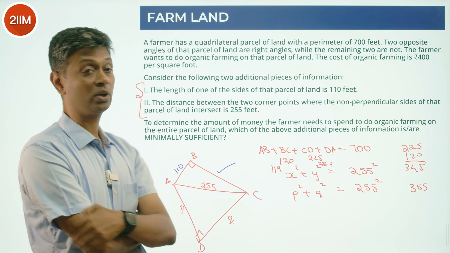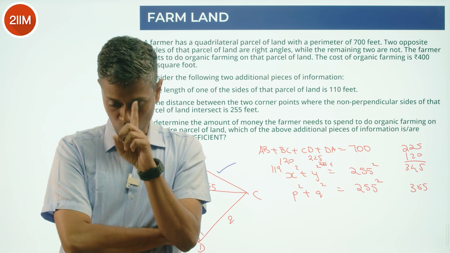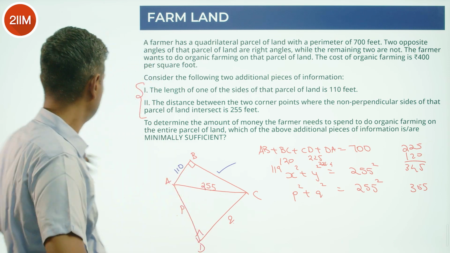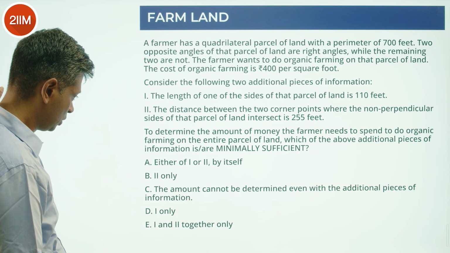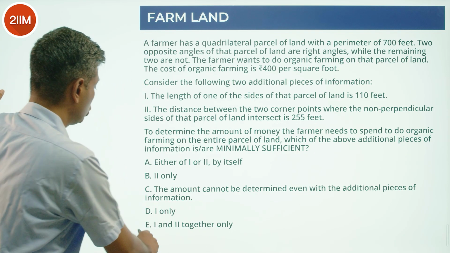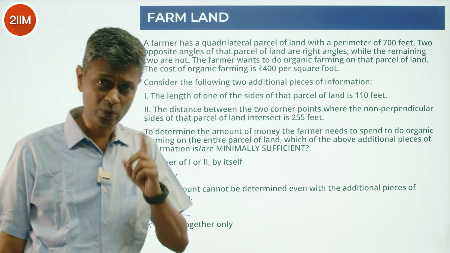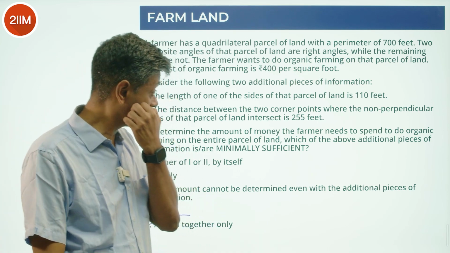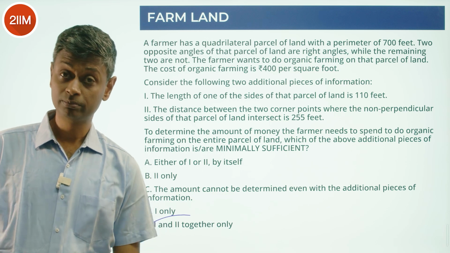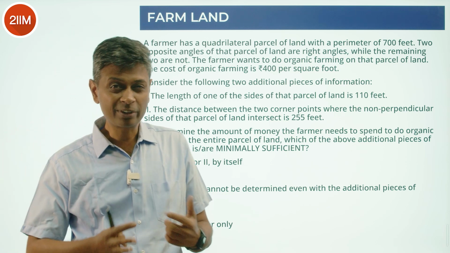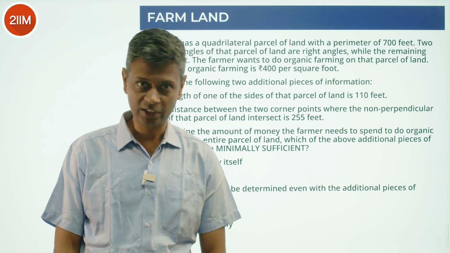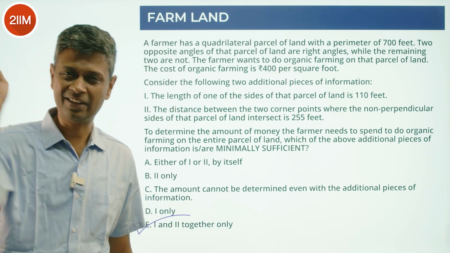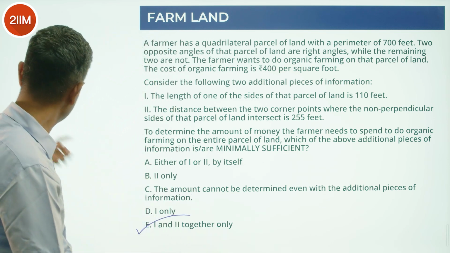1 alone, 2 alone, I cannot answer the question. I'll need 1 and 2 both, or 1 and 2 together only. Not 1 alone, not 2 alone. 1 alone is easy to prove. 2 alone is tougher to prove. We don't prove as much as get a gut feel that it doesn't work like that. 1 and 2 together, it can definitely be. Answer choice E for elephant.